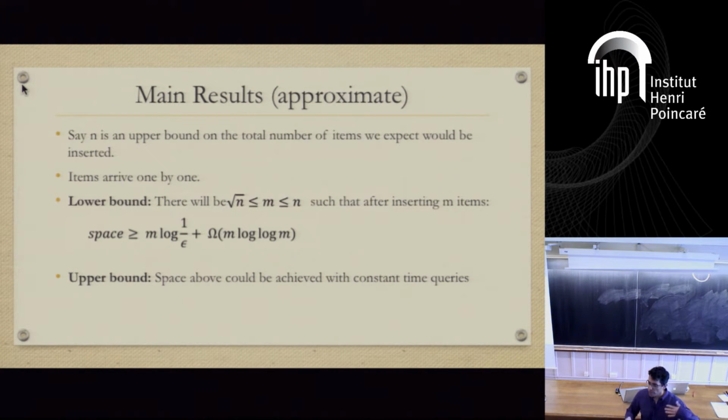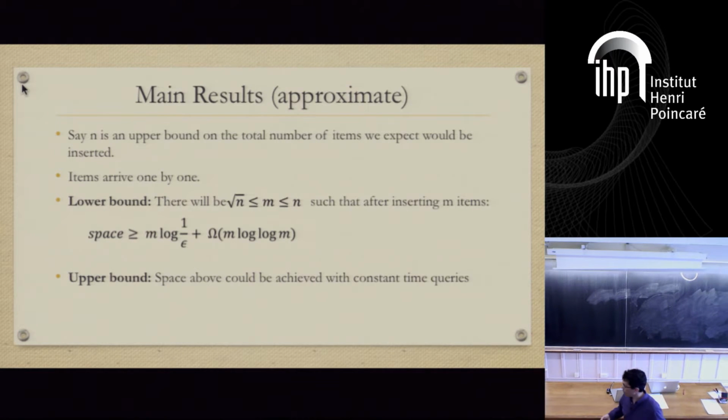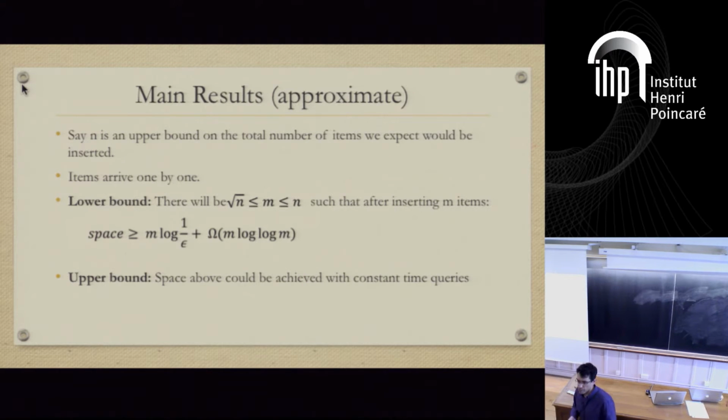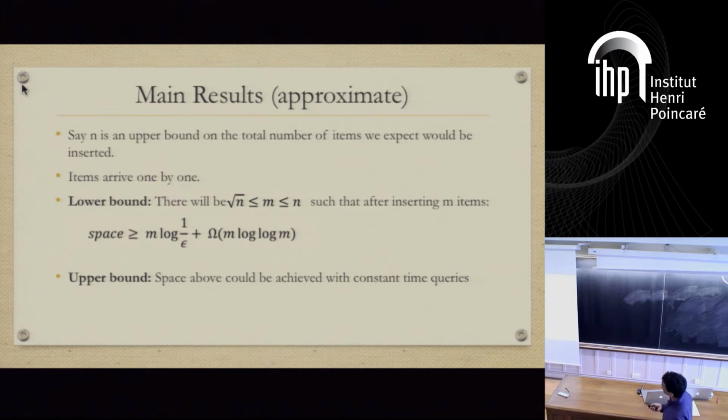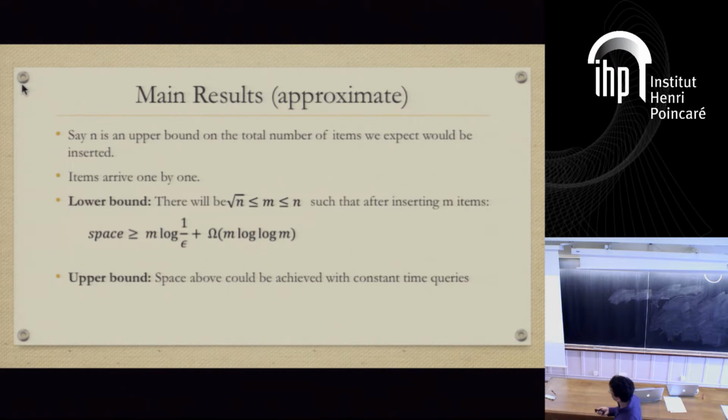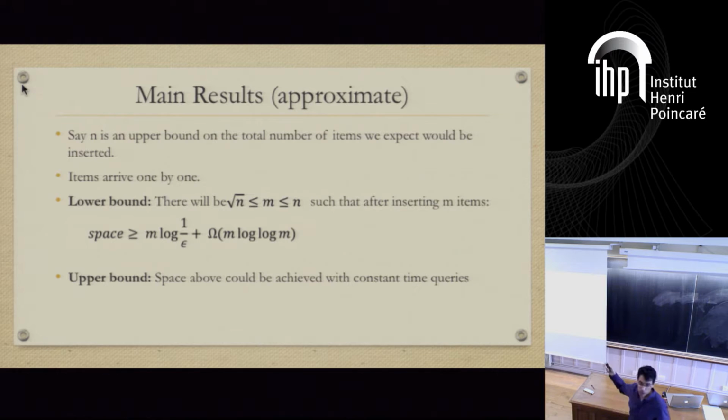So what is the setting? Let's say we have an n that is our upper bound. This is the maximum. We are willing to assume that we will not see more than n items. What we show is that there will be some m. We can even show that this m would show up relatively late, after root n items have arrived, but it doesn't really matter. There will be some m where the space would be m log 1 over epsilon, which is the lower bound for the static case, plus omega of m log log m.